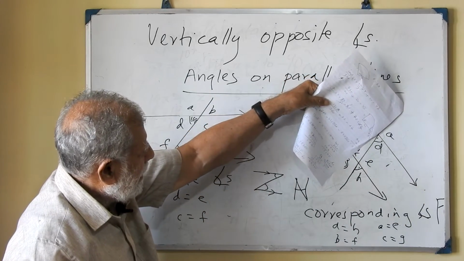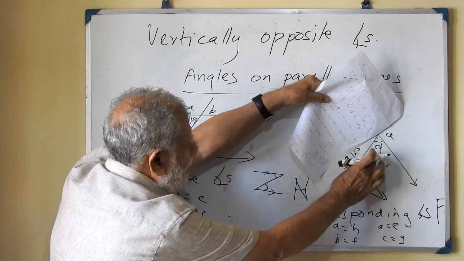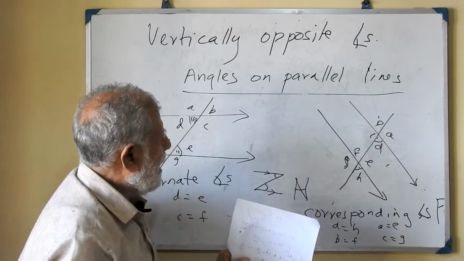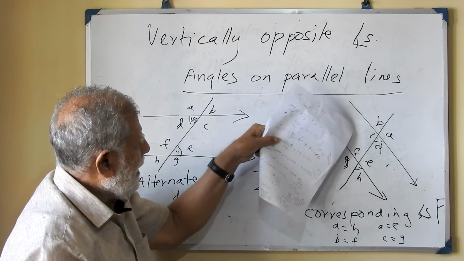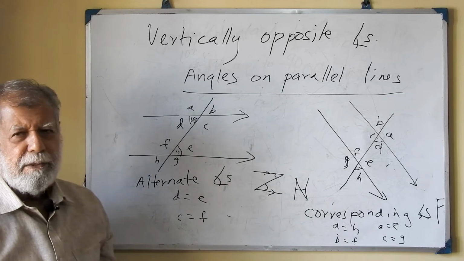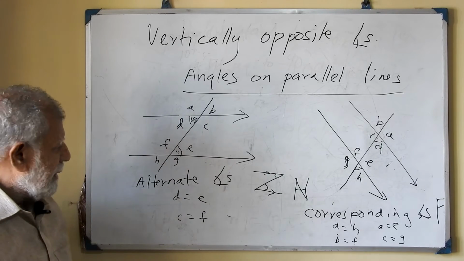Here, D equals H. If we have the F there, E equals A. Then B equals F. So you have to practice this. You have to draw the diagram and then go on practicing this angle. Then only you will be thorough with it.